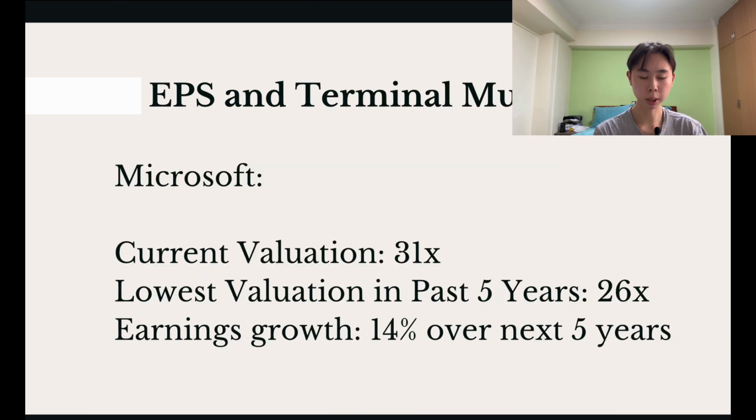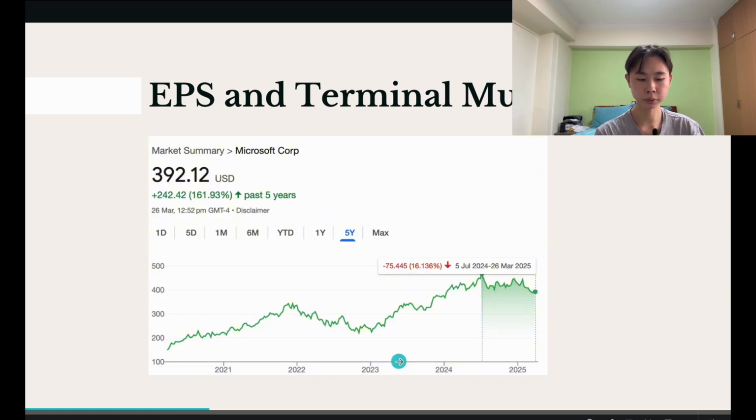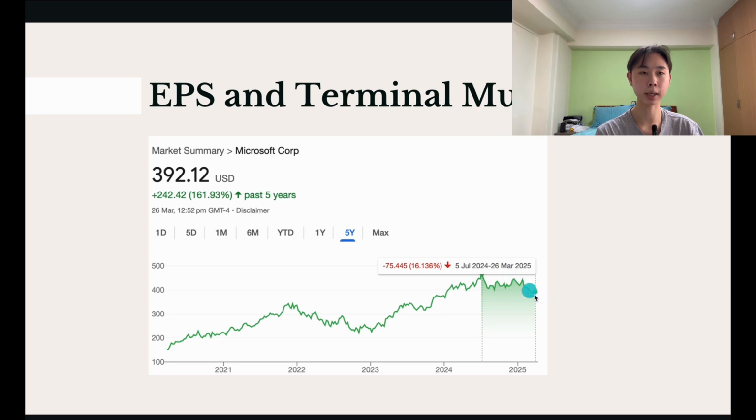So let's talk about Microsoft. Microsoft's EPS and terminal multiple. Microsoft's current valuation is around 31 times earnings. The lowest valuation in the past 5 years is around 26 times earnings. And the earnings growth is around 14% over the next 5 years. As you can see, Microsoft is down around 16% from all-time highs already. It was at one point in a bear market, and now it's in correction territory already.